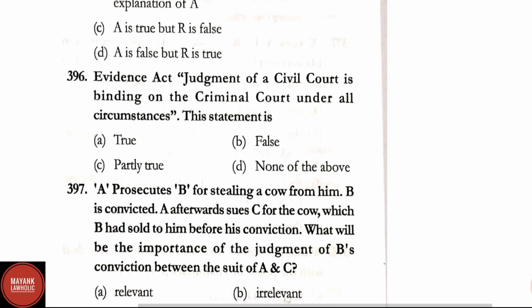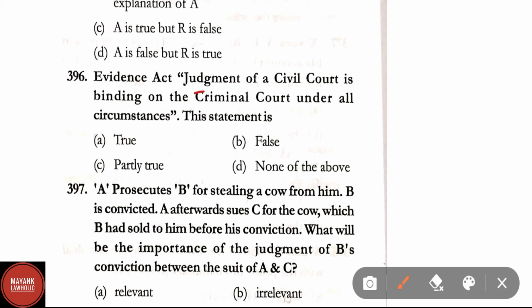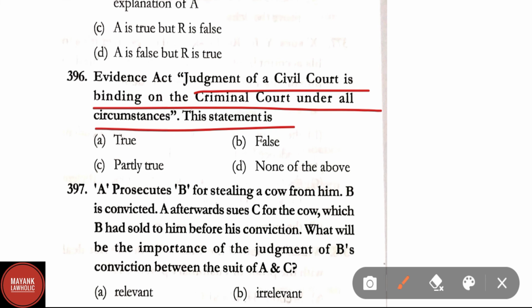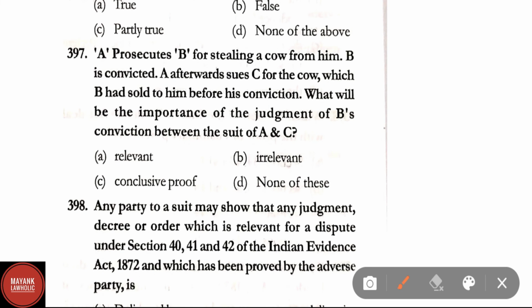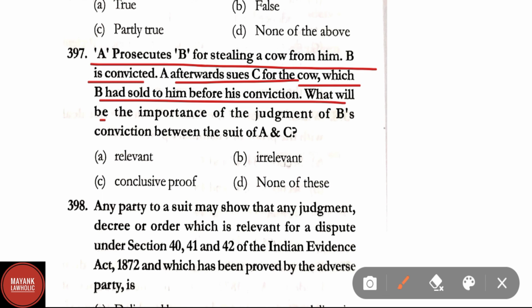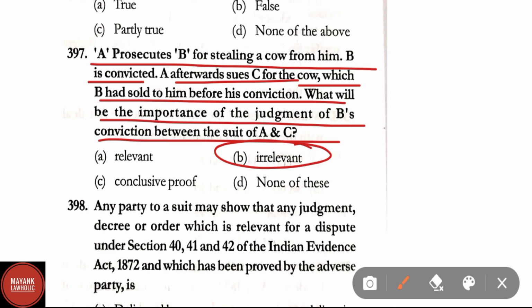Question number 396. Evidence Act judgment of a civil court is binding on the criminal court under all circumstances. The statement is false. Question number 397. A prosecutes B for stealing a cow from him. B is convicted. A afterwards sues C for the cow, which B had sold to him before his conviction. What will be the importance of the judgment of B's conviction between the suit A and C? Here correct answer is option B, that is irrelevant.